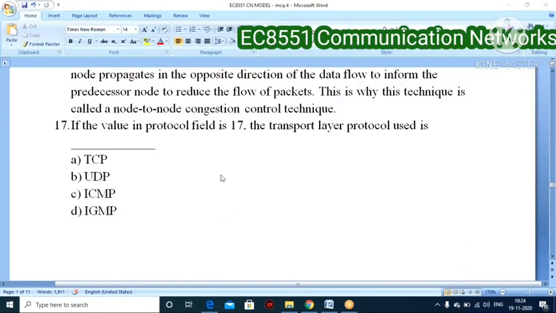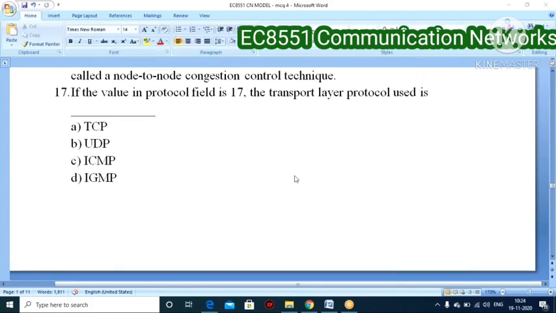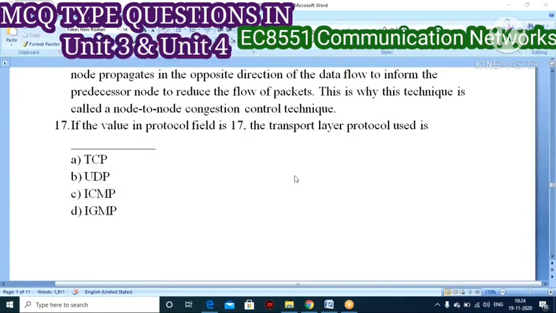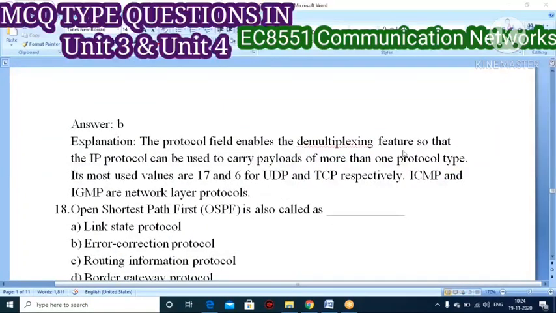Next question: if the value in the protocol field is 17, then the transport layer protocol is usually dash. TCP, UDP, ICMP, and IGMP. Okay, so option B, that is UDP. Because the protocol field enables the demux feature, so that the IP protocol can be used to carry payloads of more than one protocol type. Its most used values are 17 and 6 for UDP and TCP respectively. 17 is for UDP and 6 is for TCP.